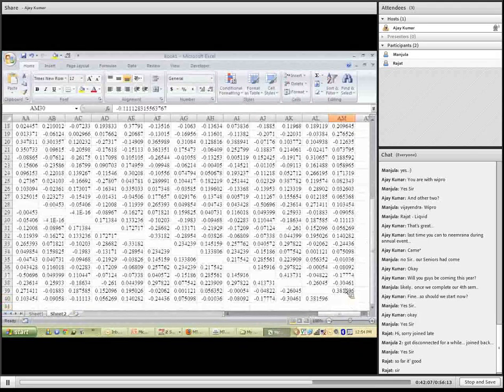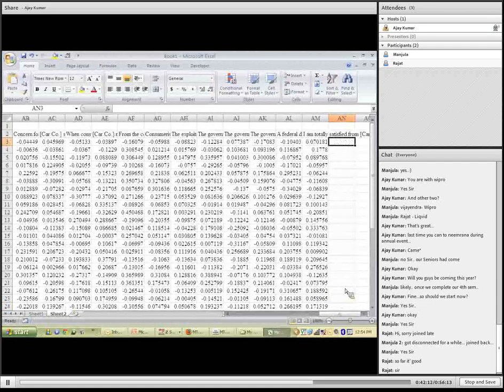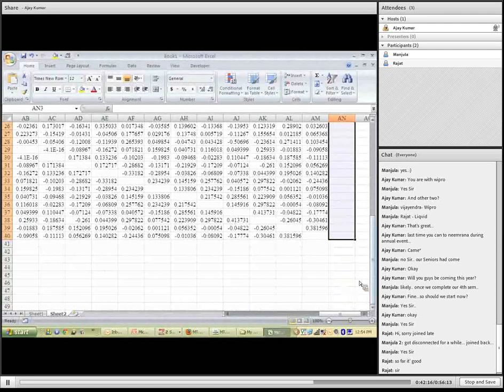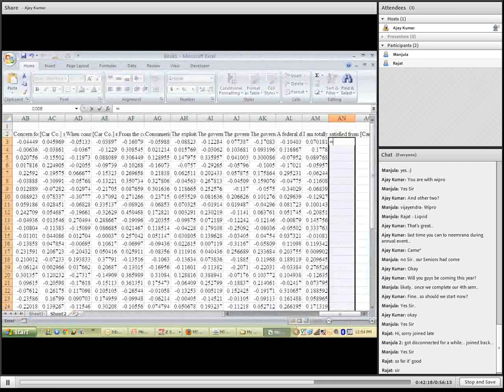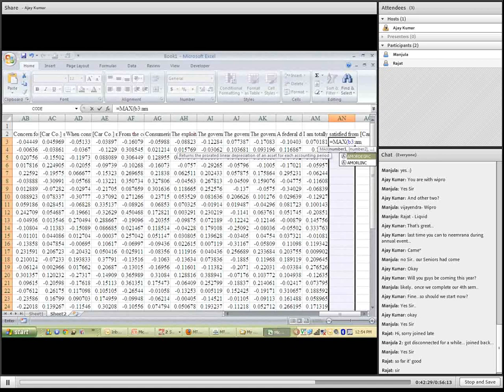Now I have deleted all the ones out of this matrix, and now let us come on to this thing. All right, so I will select all these 39 items, and I will type a formula here. I will say MAX. Max means maximum, right? So I say B3, and I would say AM3.